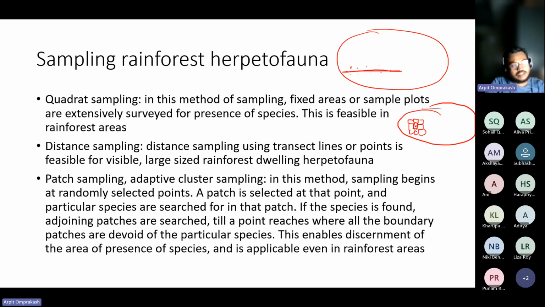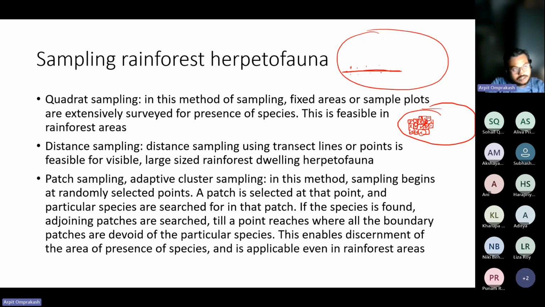So there'll be 9 of them. And you see if the species is present here. So you see the species is not present here, here, here, here, but it's present here. So next what you do, you look at all the neighboring patches of this patch. You find the species here and here. Then you again look at the neighboring patches. And let's say you don't find anything.